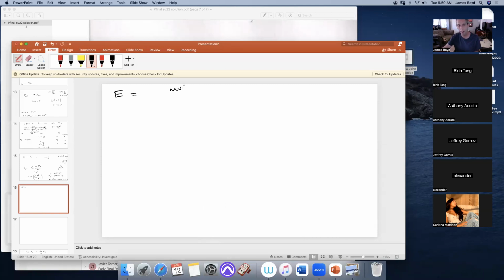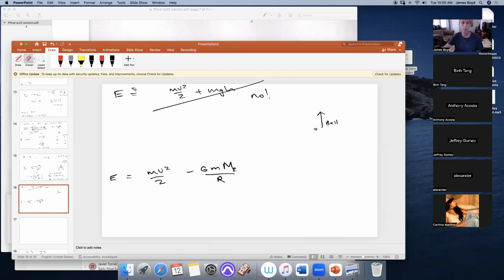We used to write mv squared over 2 plus mgh, but because g is no longer constant, we have to rewrite the energy at any point as mv squared over 2 minus G little m big M over r. These little m's are, say, a ball. If I throw a ball upward, this little m is the mass of the ball. The big M is the mass of the Earth in this case.